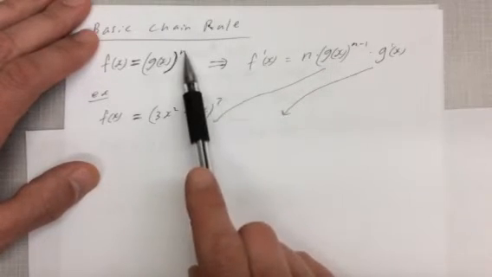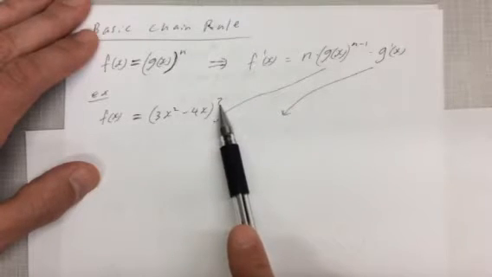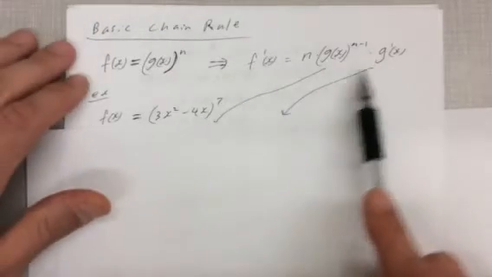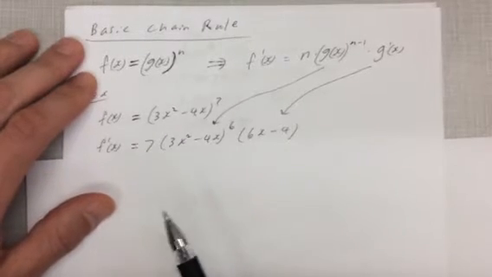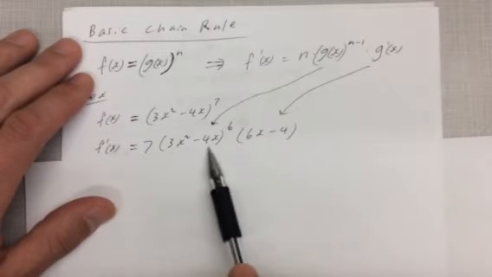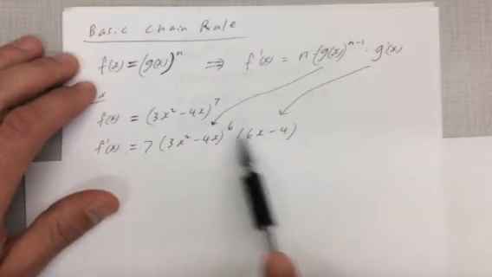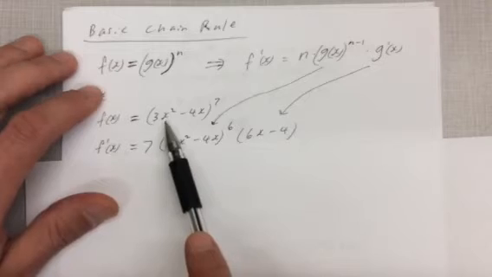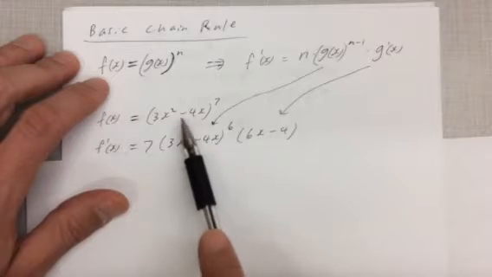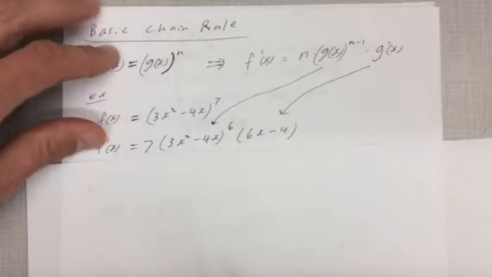So the chain rule says take that power, the 7, bring it down in front, reduce it by 1, so that becomes a 6, and then multiply by the derivative of the inside function, the derivative of that polynomial. Here's what you get. The 7 comes down in front, reduce the power to 6, don't change the inside, then multiply by the derivative of the inside function. The inside, g of x, is 3x squared minus 4x. The derivative of that, g prime, is 6x minus 4 by using the power rule.